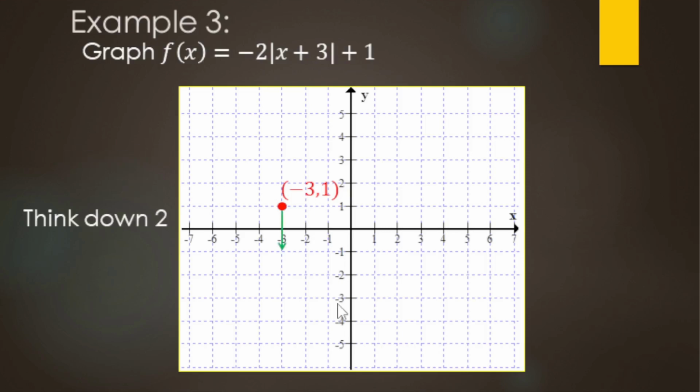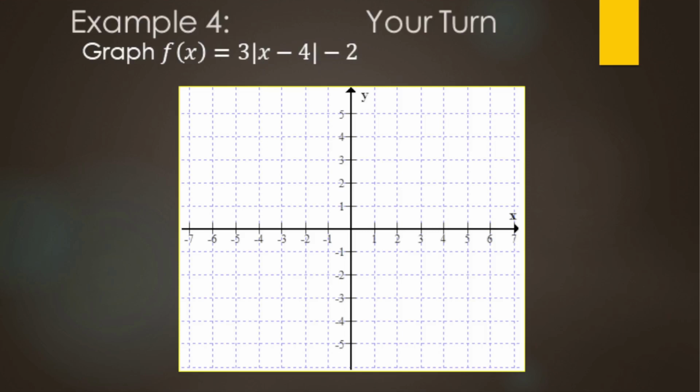But check it out. Here we go. So we're going to think this is going to go down 2, and then we're going to go over 1. And there's half of our V. Now, how do you make the other half of the V? We'll just mirror image it, right? So instead of going to the right one, go to the left one, and boom, there's the other half of the V. And again, this point right here is called a vertex, and that's where it shifts from going up to going down.